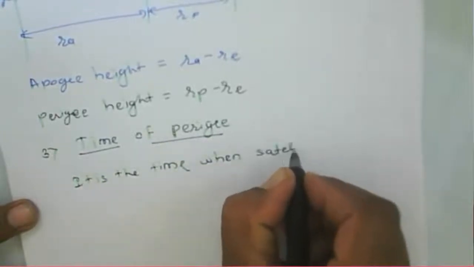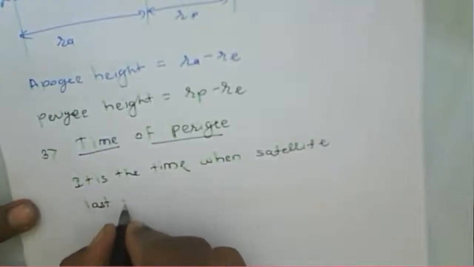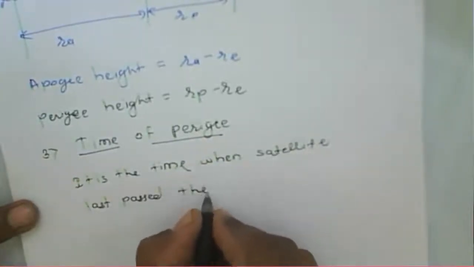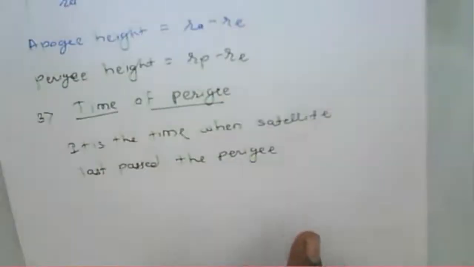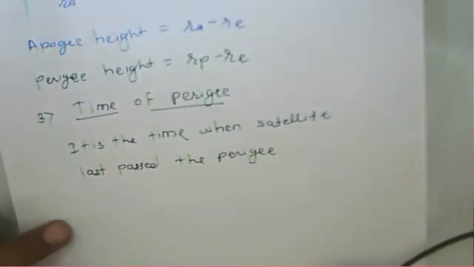So the time of perigee is the time when a satellite last passed the perigee. That is called the time of perigee here.